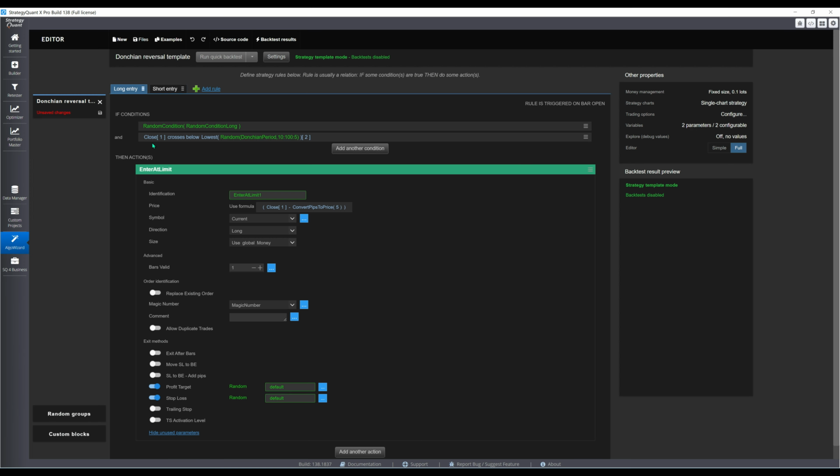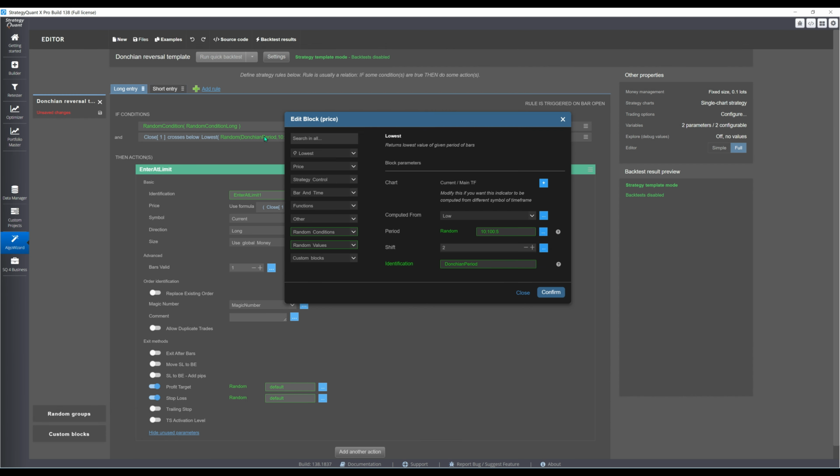Let me program a StrategyQuant custom template for the 1 hour euro-dollar. For longs, the Donchian channel condition requires the most recent close to cross below the lowest low over the look-back period, which will be optimized from 10 to 100 in steps of 5. A shift of 2 means this look-back period starts from the second most recent close.